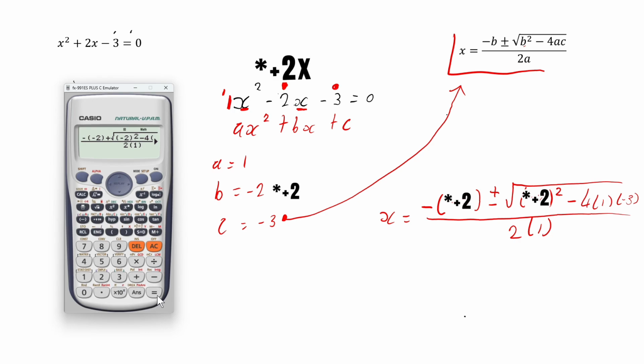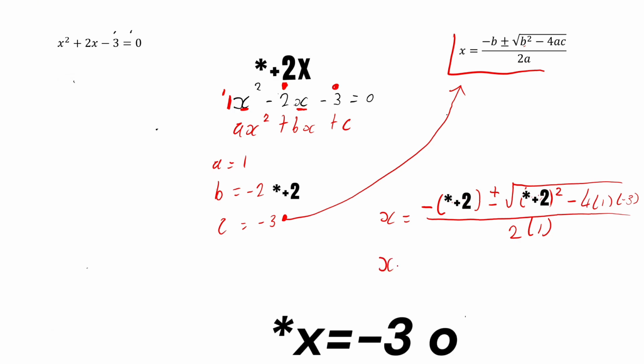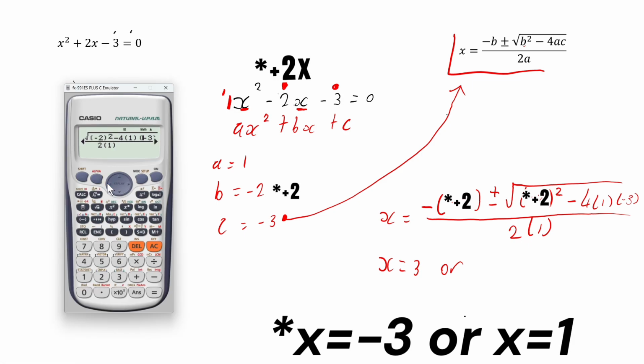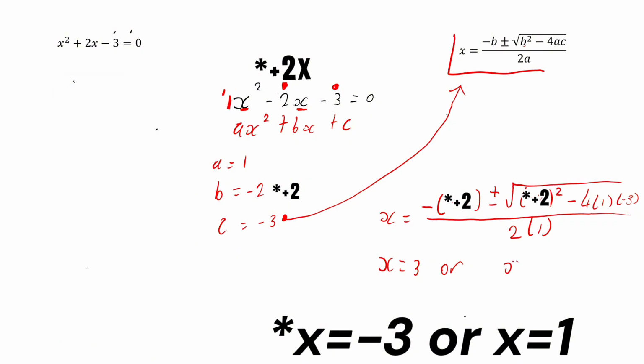So you're going to get a positive x answer. x is equal to 3. Or, right, you go back to your calculator. And when you go back to your calculator, you just change the positive to a negative, right? You can't put plus minus. So put the positive and then the negative. x is equal to negative 1.